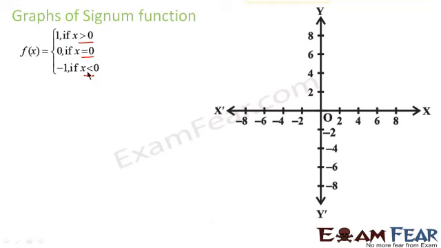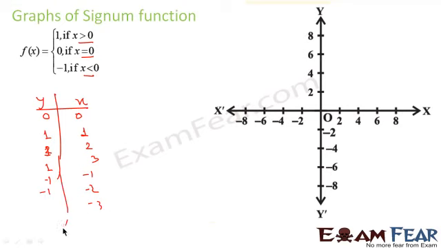Now let's create y and x. Y is equal to f(x) here. So if you give 0 as input, you get 0. If you give 1 as input, you get 1. If you give 2 as input, you get, sorry, 1. If you give 3 as input, you get 1. Similarly, if you give -1 as input, you get -1. For -2, again your output is -1. You give -3 as the input, you get -1 as the output. Because for any number less than 0, it is -1.